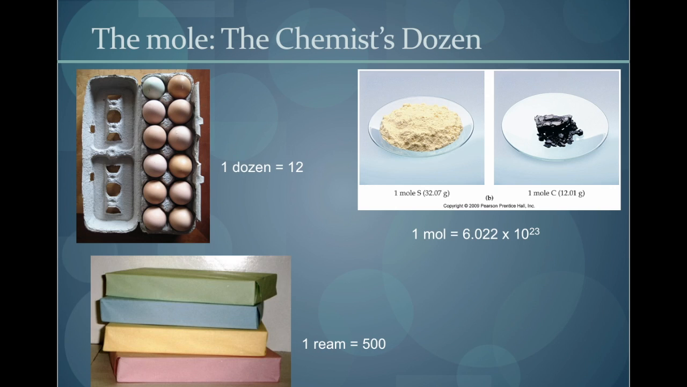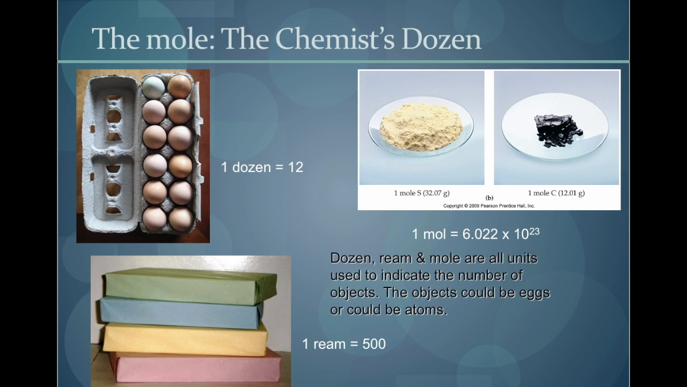A ream is another word that has a similar meaning. So basically, it's a word that specifies a particular amount. One ream of paper is 500 sheets of paper. It's usually used for paper, but you could use ream to indicate an amount of anything, and it's always going to be 500 of whatever that is. So basically, a dozen, a ream, and a mole are all units used to indicate the number of objects.